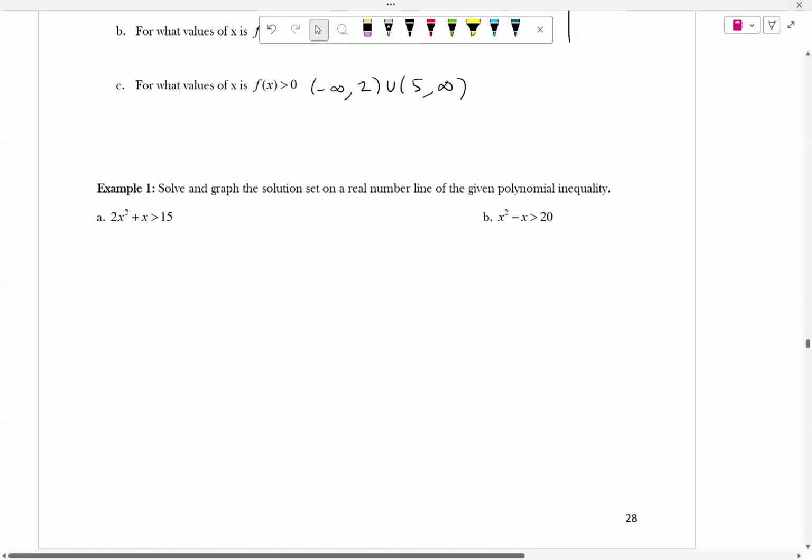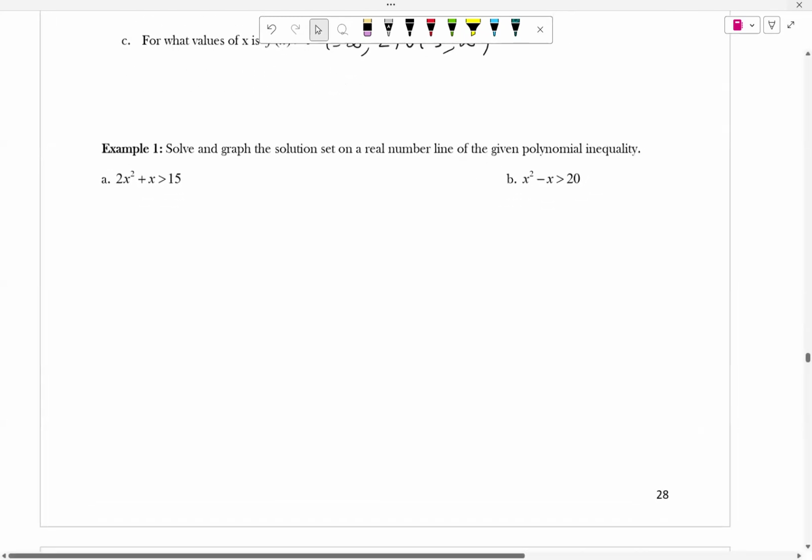Solve and graph the solution set on a real number line of the given polynomial inequality. Are there questions? Okay, this is the union, and I forgot what this one is. Oh, intersection. That's if you have matching points. If you have an overlapping area, then that would be an intersection of values. We don't normally use that, but there are times.